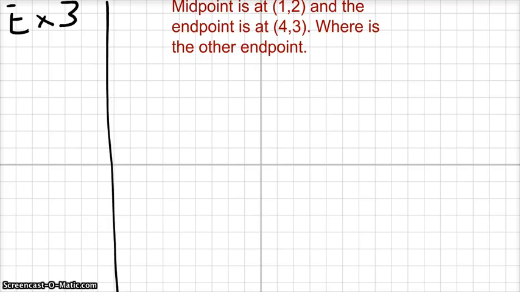Okay, the very last example for midpoint is example 3. And midpoint is at 1, 2. And the endpoint is at 4, 3, whereas the other endpoint. So I showed you how to do it using the formula, and I showed you how to do it using the number line. This time we're going to use the graph.